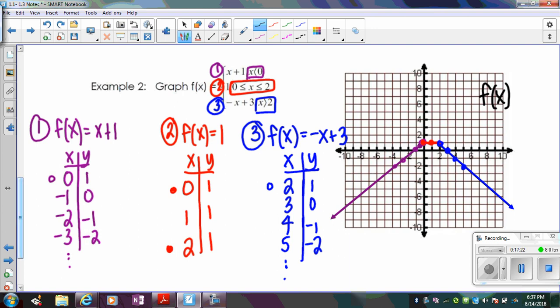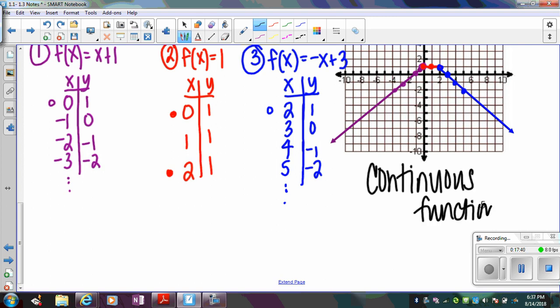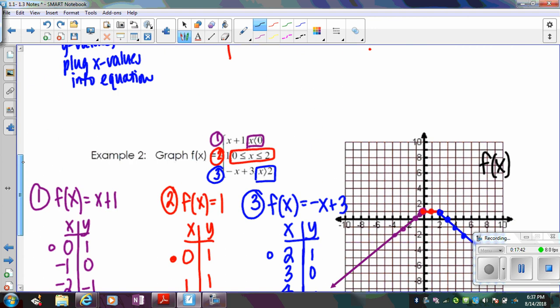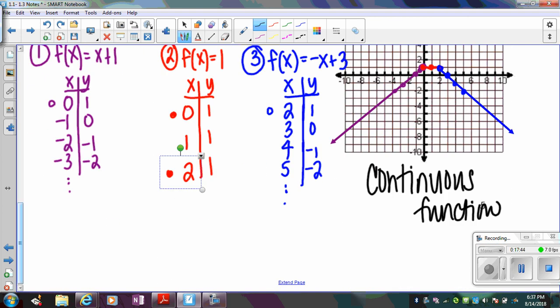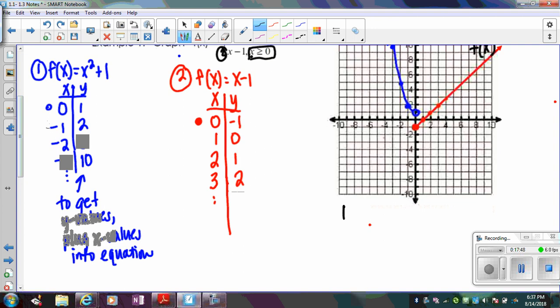But the difference in the graphs, this one is considered continuous because see how if I were to put my pen on here, I could just trace the whole thing and I wouldn't ever have to pick up my pen. So this is considered a continuous function. So I just want to add that as a vocab because there's no jumps versus the first one was not continuous. And we'll talk more about that later on as the semester continues. But this one is not continuous.